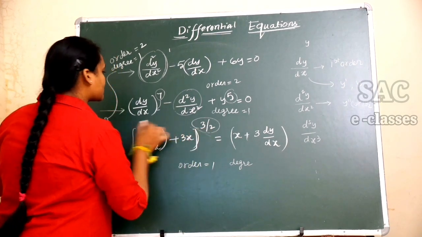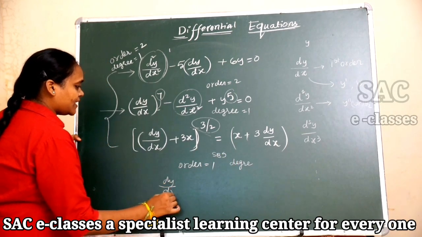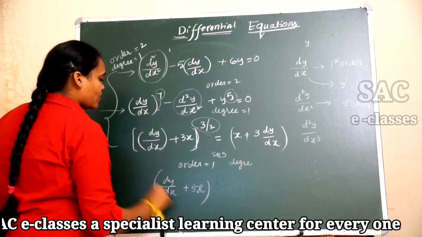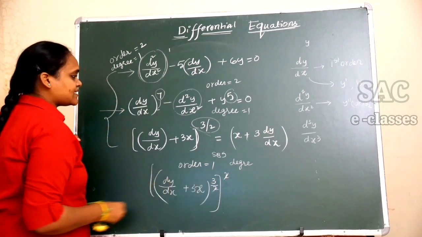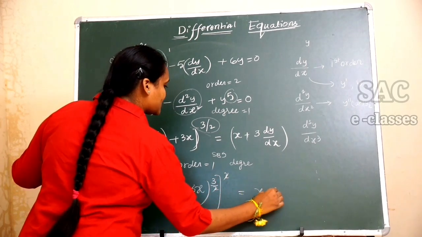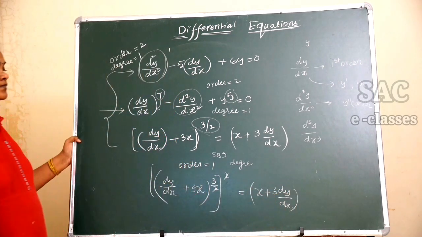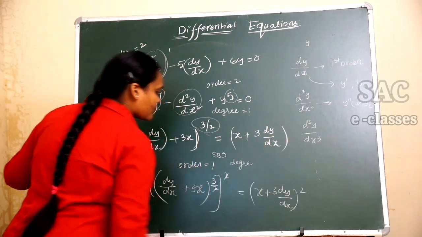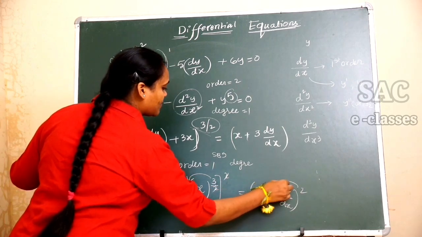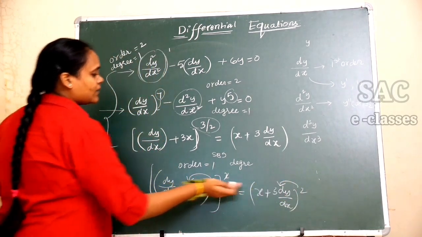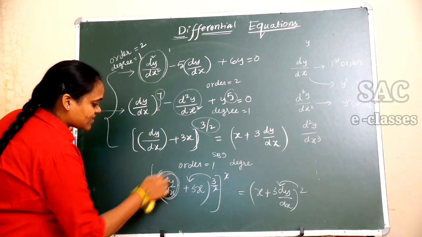At first do the squaring on both sides. So clearly you may get dy by dx plus 3x whole cube. The square and 1 by 2 will get cancelled, which is equal to x plus 3 into dy by dx whole square. By expanding also, it is a cubic polynomial on one side, and here it is a quadratic. Obviously the power is more on the left.